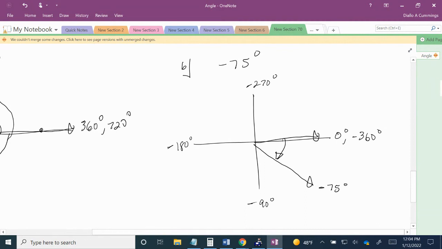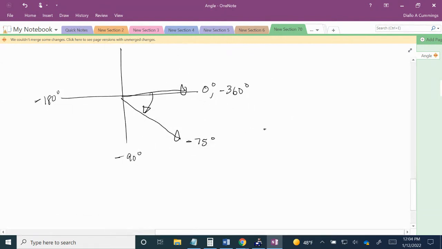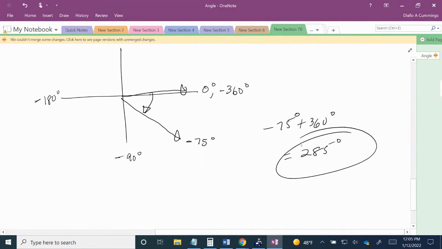In order to find the smallest possible positive angle, here we're going to add 360. So negative 75 degrees plus 360 degrees gives us positive 285 degrees, which means that the negative 75 degree angle and the 285 degree angle are coterminal angles.